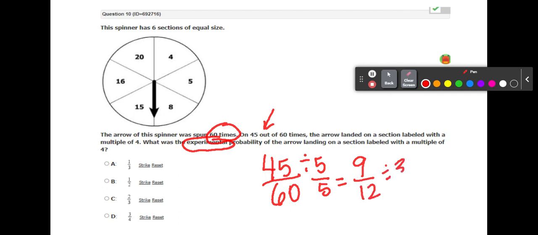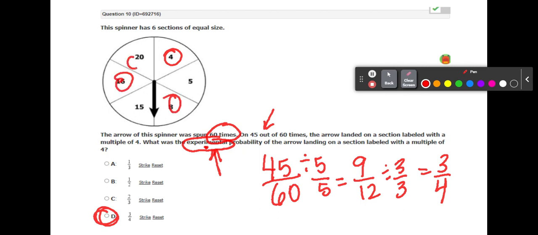Oh, I can divide again. Sorry. Could have divided by 15, right? 9 divided by 3 is 3. 12 divided by 3 is 4. So this one is 3 out of 4. We're experimental. If we were looking at theoretical, if this word was theoretical, we would have done 4 out of 6. But this one was experimental, so we're looking at the numbers from the data.